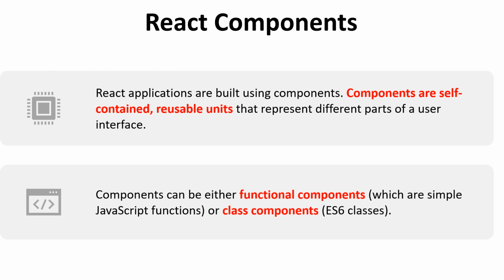Components can be either functional components or class components. So keep this in mind. Functional components are simple JavaScript functions, and class components are ES6 classes. I'm not going to detail it, just an introduction. Keep this in mind. Later we'll go into depth. So React is basically built using components, and components can be functional components or class components. Functional components are JavaScript functions, and class components are ES6 classes.